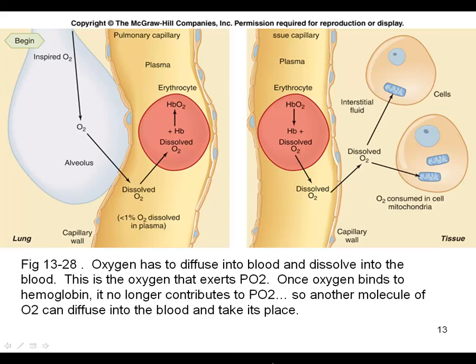So there's a total content of oxygen. Most of that content is bound to hemoglobin. Some of that content is dissolved. So dissolved plus bound equals total content. However, it's the dissolved oxygen that actually exerts the property we call PO2. Once oxygen is bound into hemoglobin, it's no longer oxygen, it's oxyhemoglobin. And then it no longer exerts PO2.